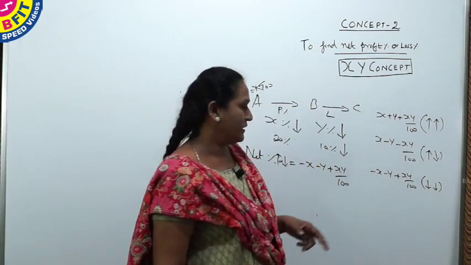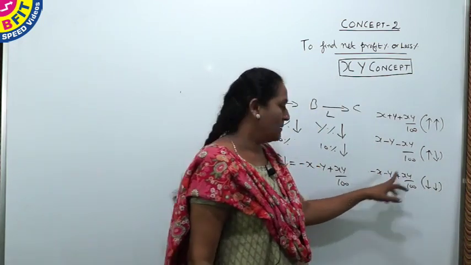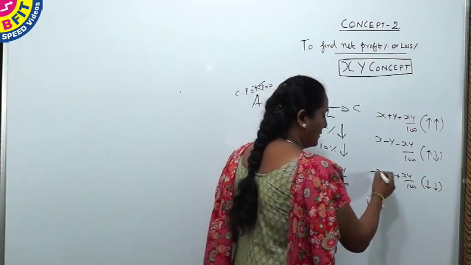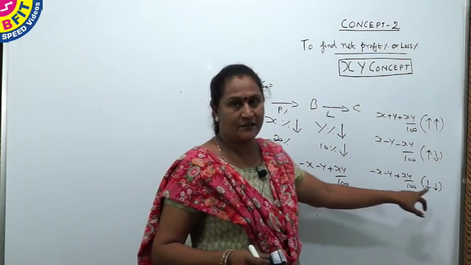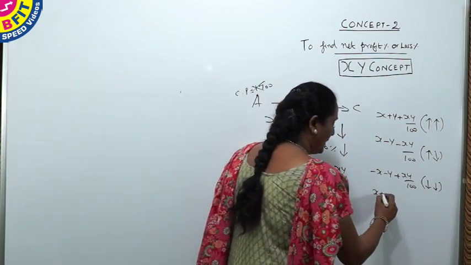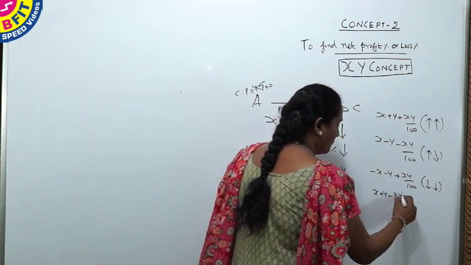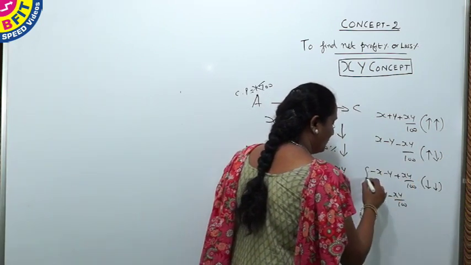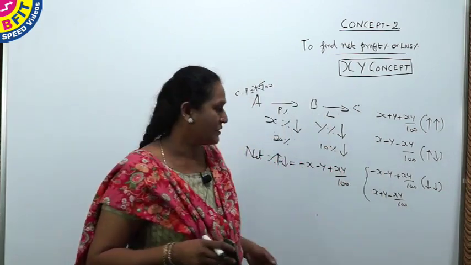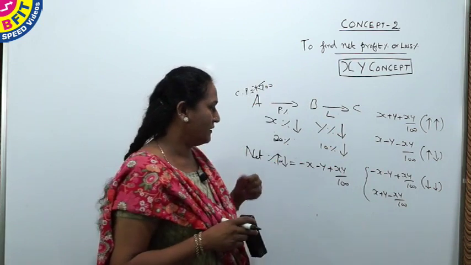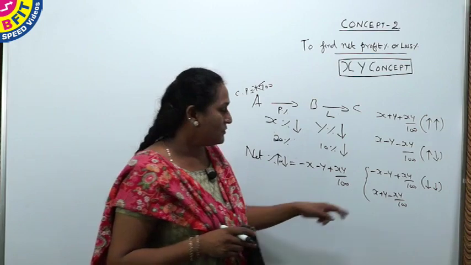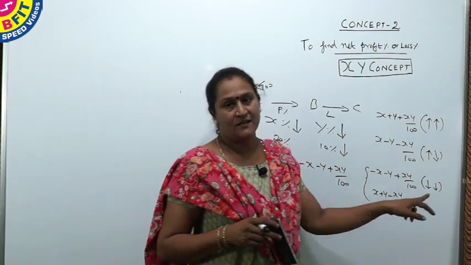So when both decrease, it is minus X minus Y plus XY by 100, where the overall minus symbol shows that it is a net decrease, or as you know that both are decreased, you can take X plus Y minus XY by 100 also. Both are the same. They also ask this question as successive discounts. When successive discounts are given and a single equivalent discount is asked, you can use X plus Y minus XY by 100.